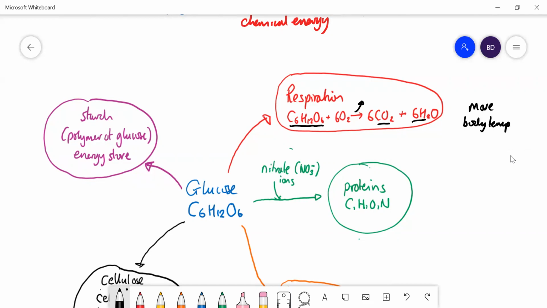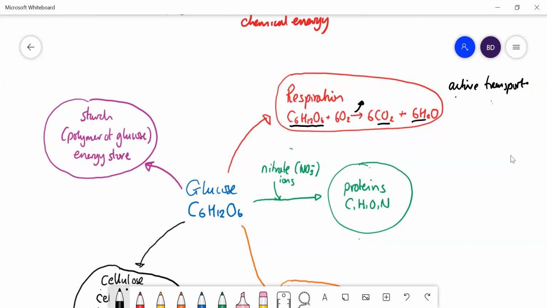Obviously plants don't do either of those things. They don't move and they don't maintain themselves at a higher temperature than the surroundings, so they don't need anything like as much glucose for respiration as animals do, but they do need some. What do they use it for? Well, they will need it for things like active transport, because the plants take in minerals in their roots.